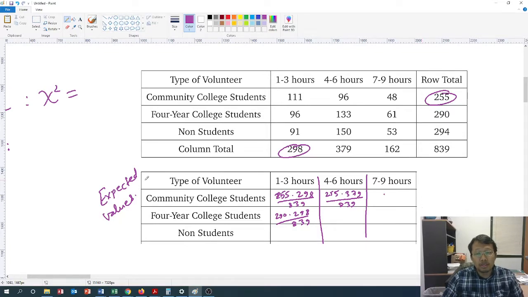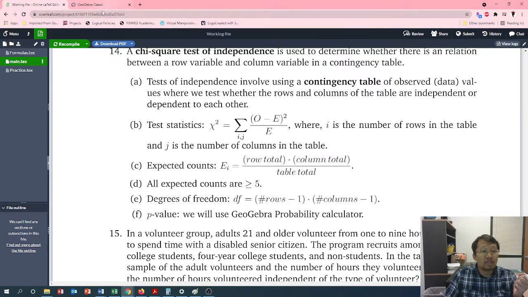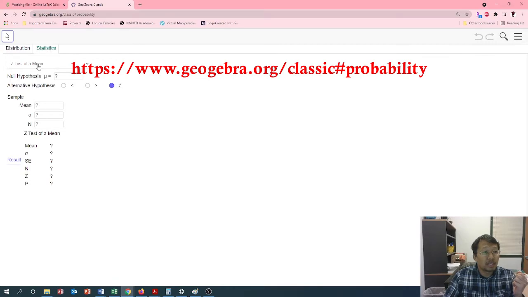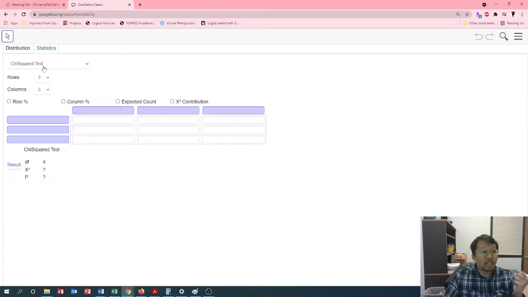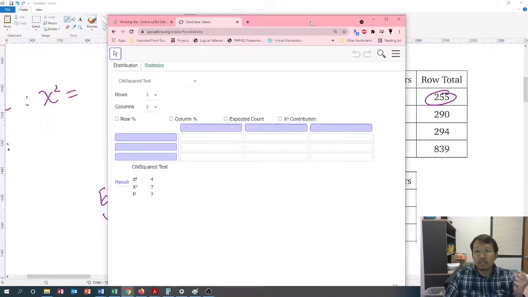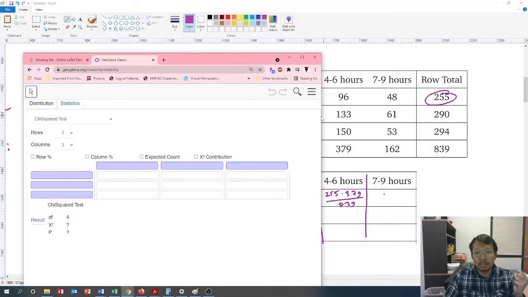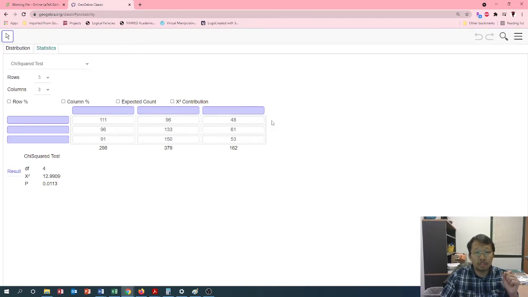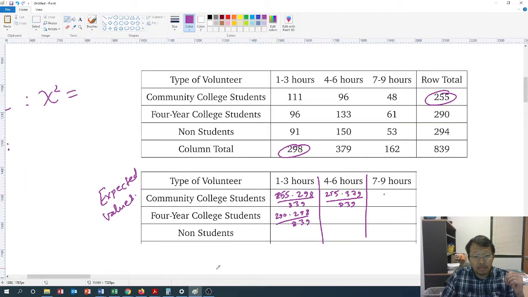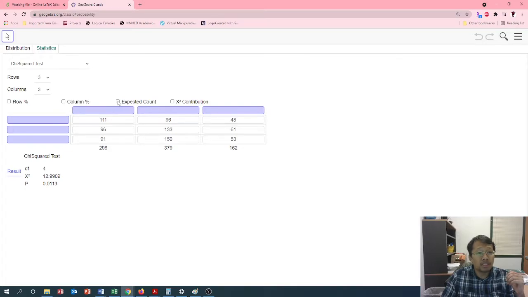So what we do is input all these values in our GeoGebra probability calculator, and let's see how it is done. Go to the GeoGebra probability calculator, go to statistics, click on the drop-down menu and go for chi-square test. In our observed table, there are 3 rows and 3 columns. Let us copy all the data into these cells. You can see this is 162, 279, and 298. It doesn't give us the row totals, but that's fine. If you click on expected count, it will show all the values from the calculations we did.